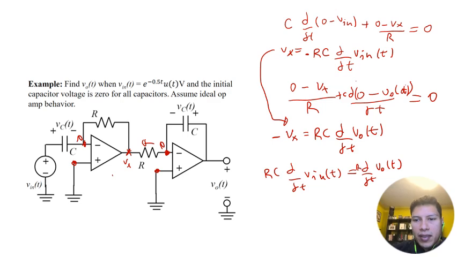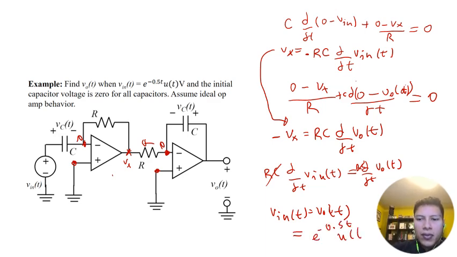Oh yeah, and then there should be an RC here. Now, as you can see, the RCs cancel. You can cancel them from both sides of the equation. And in the end, you end up with Vn of t equals Vout of t. And so that's actually equal to e to the negative 0.5t u of t volts. That's it. So you just analyzed this particular circuit. At this point, we haven't learned what this u of t is. It's what's called a unit step function. It's 1 whenever time is greater than 0.